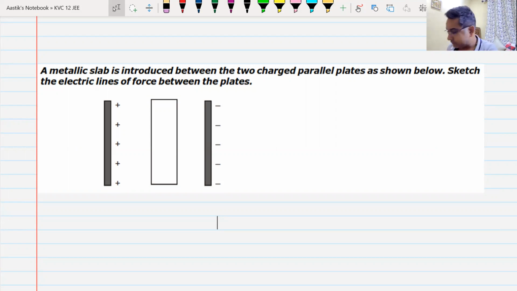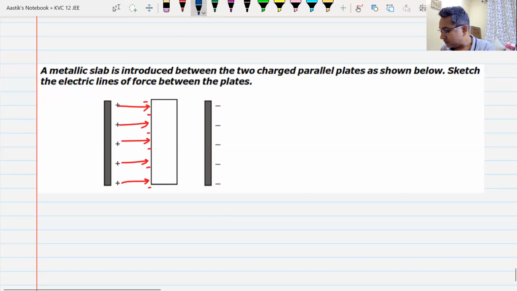How will they go? So let us say it starts from here, duck, duck, duck, duck, duck. It will go till here, duck, duck, duck. And here we have puck, puck, puck, puck, puck. The negative charge will come here. Then inside, this is the metal plate. So inside the metal plate, there cannot be any electric field. So what will happen? Electric field will emerge out from the other side. Duck, duck, duck, duck, duck. And this side of the plate would be positively charged. So this is the correct diagram.